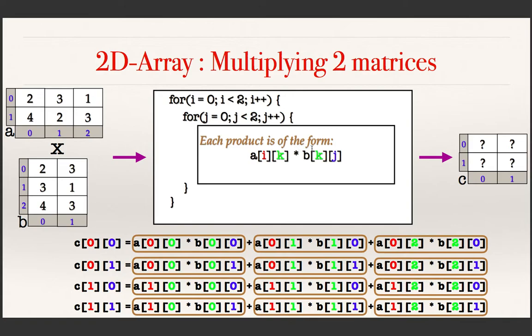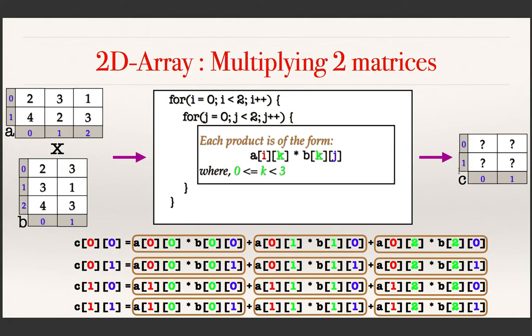AIK into BKJ, and these two values are the same, we found 0 here, 1 here, and 2 here. So what is the value of K? K is 0 in this product, 1 in this product, and 2 in this product, and that's true for all the elements here. So the value of K ranges from 0 to 2, which means 0, 1 and 2, 3 values, and that is given by the common value here, that is 3 columns of this matrix, which is the same as 3 rows of this matrix. So the value of K ranges over the number of columns of the first matrix, which is the same as the number of rows of the second matrix.